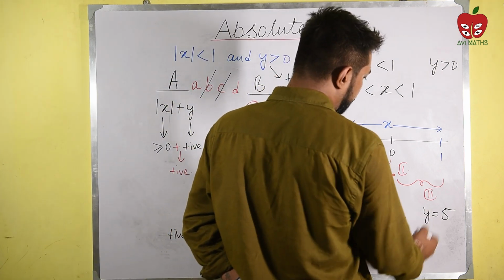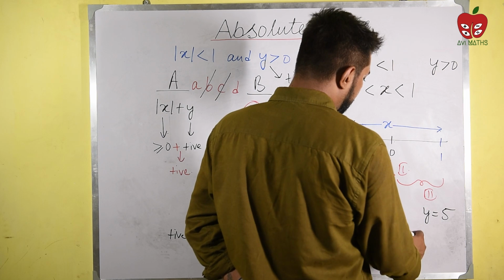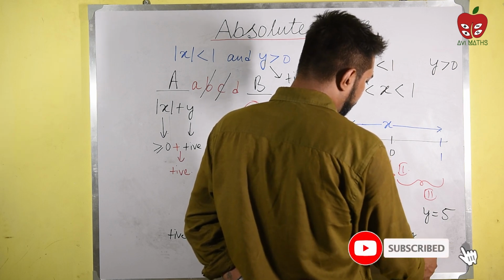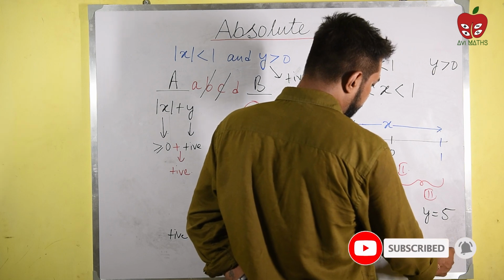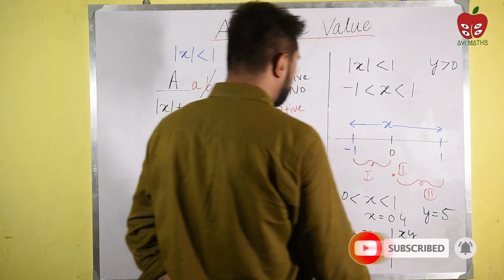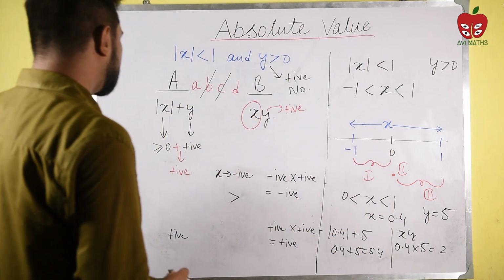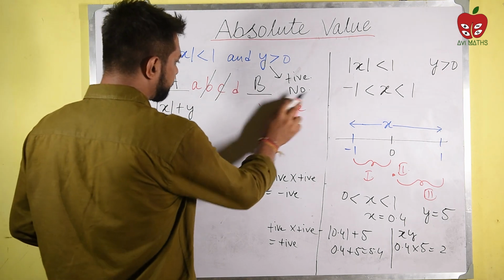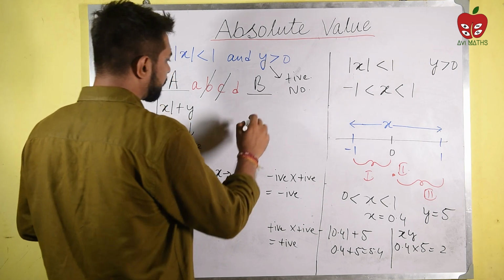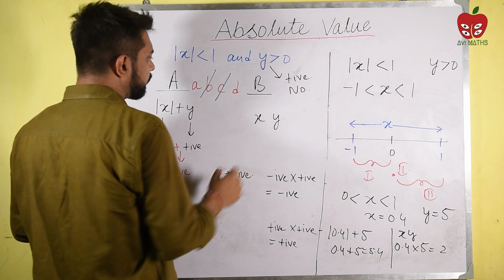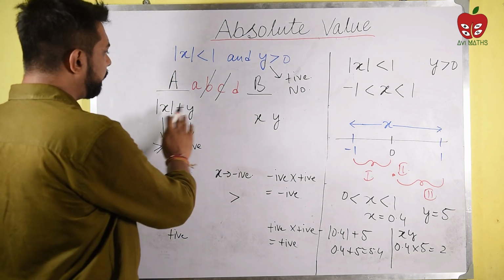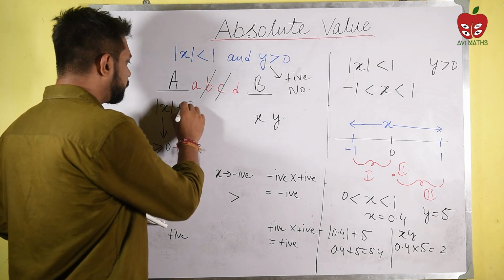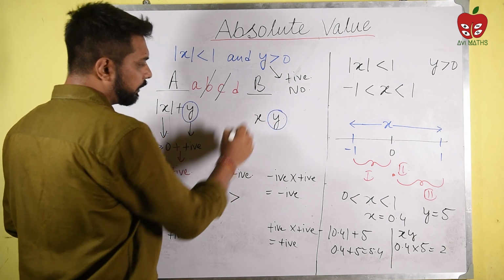Now on the right hand side, x into y. So x value is 0.4 multiplied with y, which is 5. So it is coming to 2. Now just compare, try to understand. Here if I am comparing these two things, what is the common thing you can see? The common thing is y. Right?